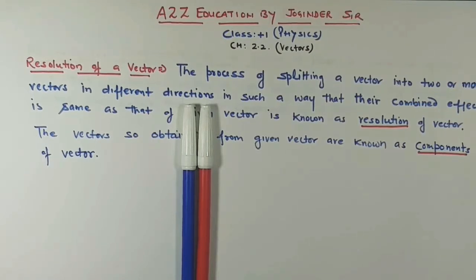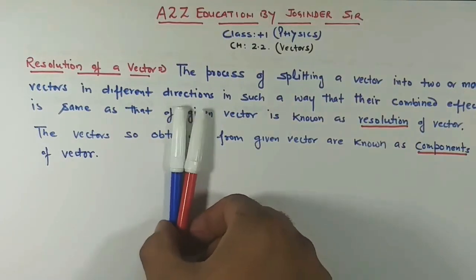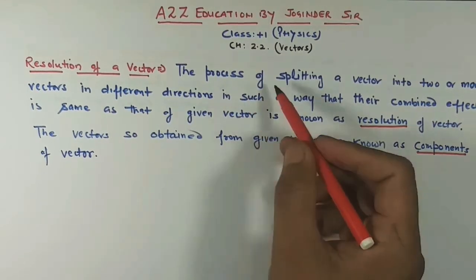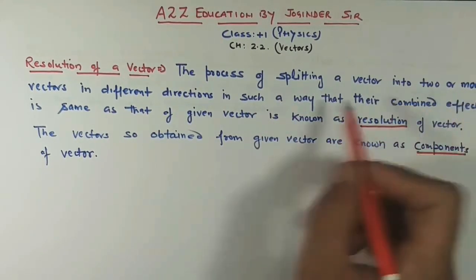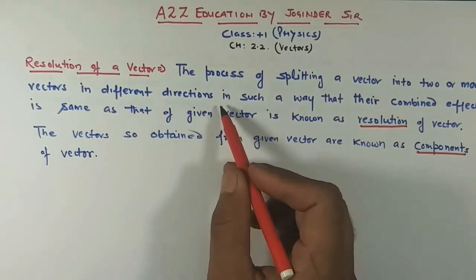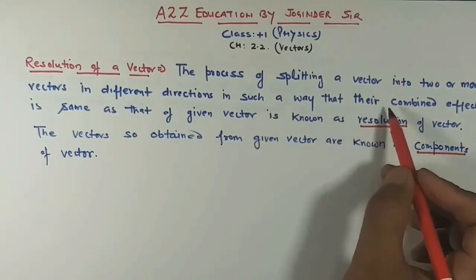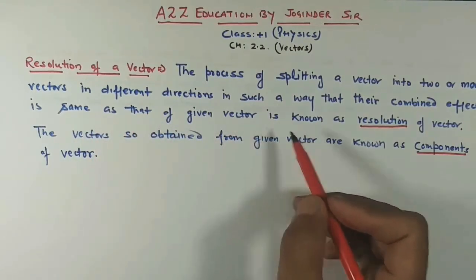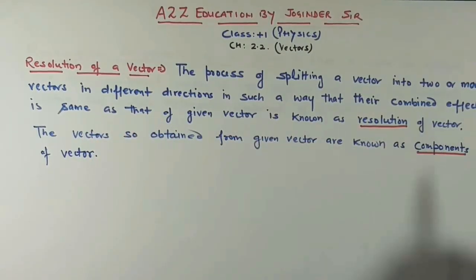So students, today we will discuss our new topic, that is resolution of a vector. So let's start. What's the resolution of a vector? So first is the definition. It is the process of splitting a vector into two or more vectors in different directions in such a way that their combined effect is same as that of the given vector is known as resolution of a vector.